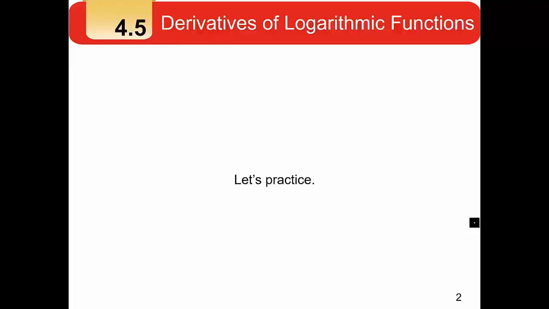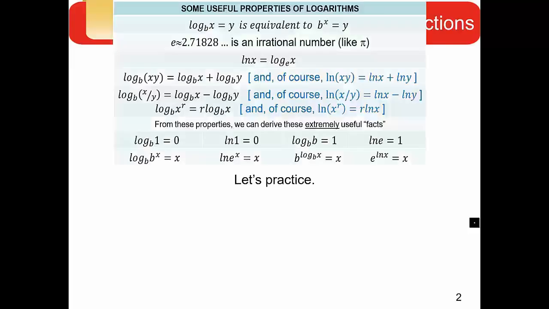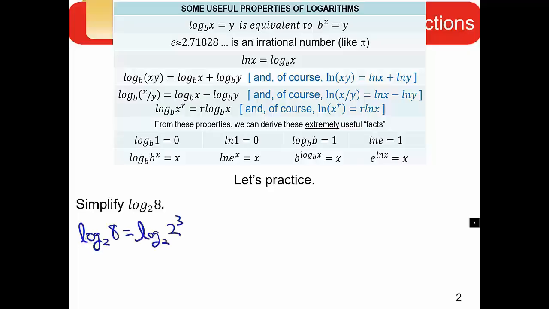Before we get to the calculus, let's practice this a little bit. I'm going to throw those properties back up there so we can look back at them. So I could give you a problem like simplify the logarithm of 8 base 2. Well, all these properties have to do with bases matching each other. Well, 8 and 2 don't match each other, but think about it a minute. 8 is really 2 cubed. So if you think of 8 as 2 cubed, that logarithmic expression becomes the log of 2 to the third base 2. Now the bases match.